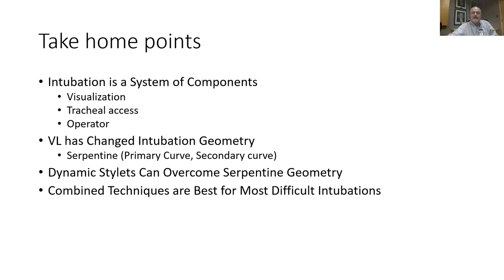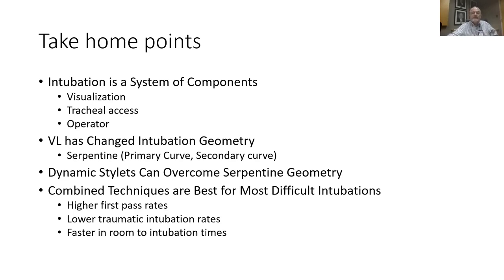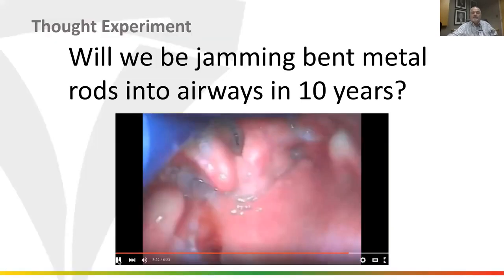Combined techniques are best for most difficult intubations. If you can get a video laryngoscope in their mouth, then you can access the trachea with a dynamic stylet. Almost, well, I will go as far as saying almost every time, if the right team's in the room. Higher first pass rates when we use combined techniques, lower traumatic intubation rates, faster in-room times to intubation time.